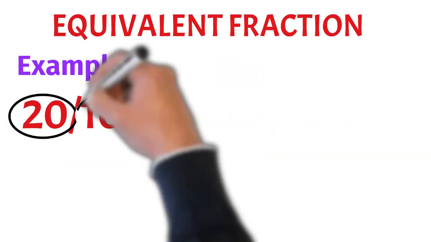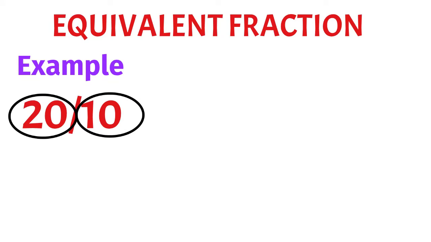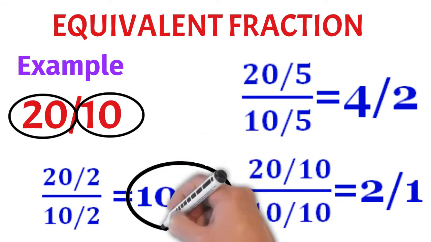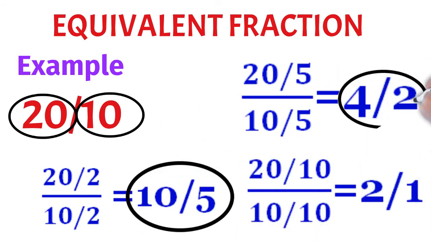Now, dividing both numerators and denominators by 2, 5 and 10 separately, we will get 10 by 5, 4 by 2, 2 by 1. Thus, 10 by 5, 4 by 2 and 2 by 1 are the equivalent fractions of 20 by 10.